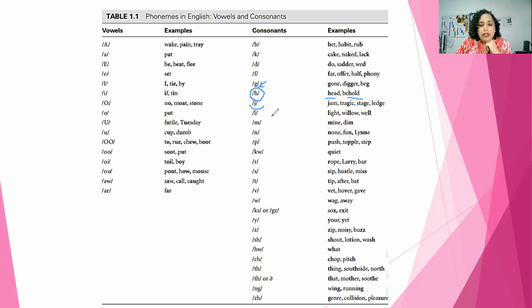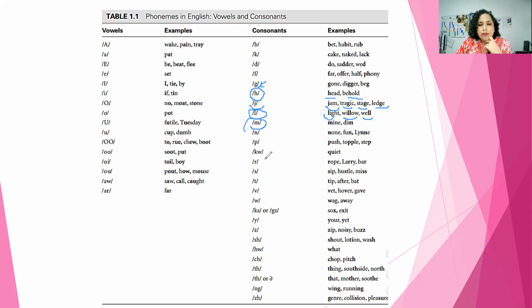For the J, it's a simple sound as J. Like jam, tragic, stage, let. That's the sound J. The L sound is more like L, which goes to light, willow, well.